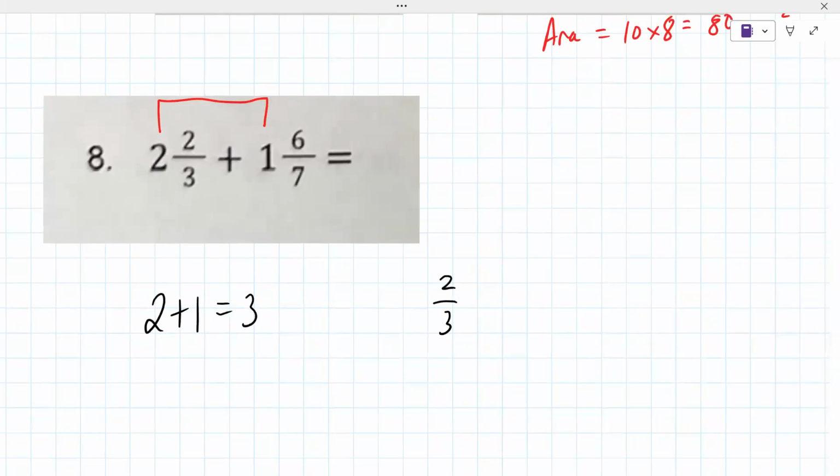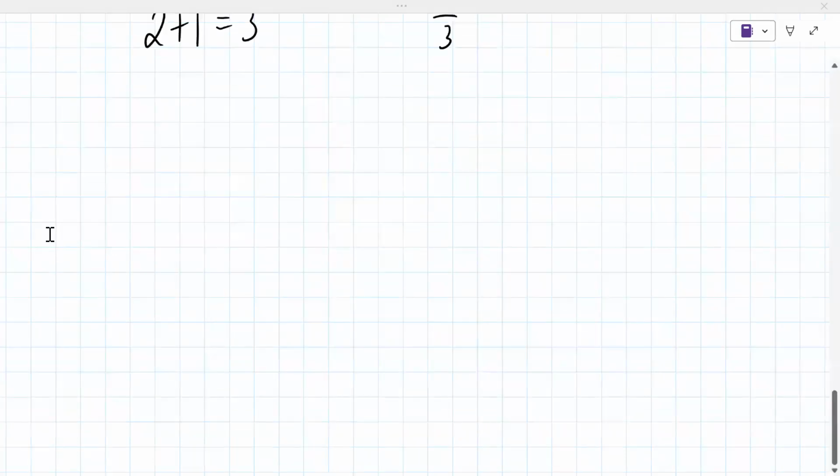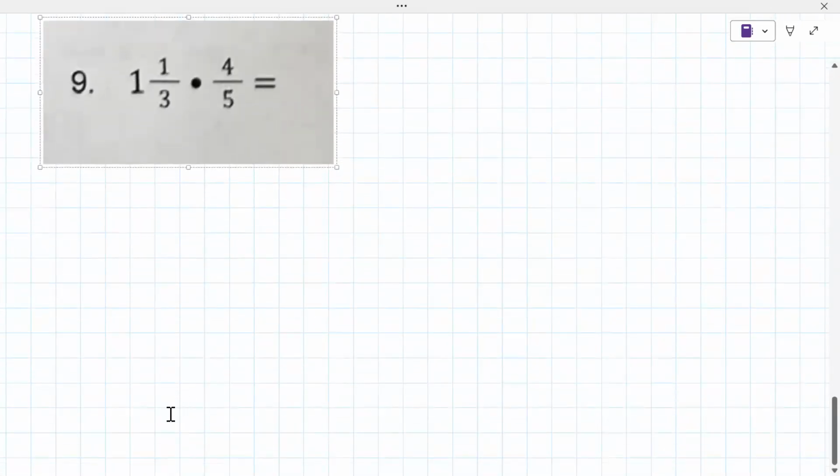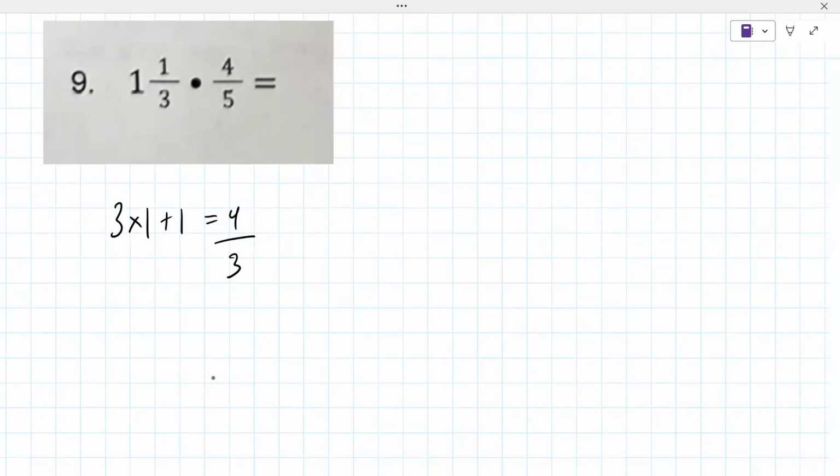I changed it to an improper fraction, which I think is 3/4. If it's improper, it's 3 times 1 plus the 1, which is 3 plus 1, so 4/3. Yeah, that's right. So it's 4 thirds times 4 fifths, which would be 16/15. And that's it. That's your answer.